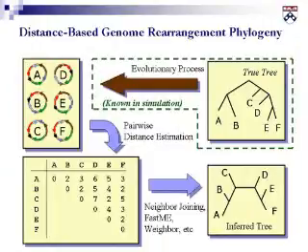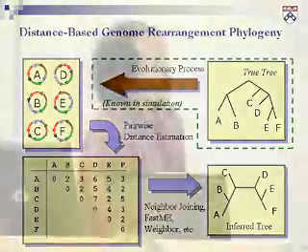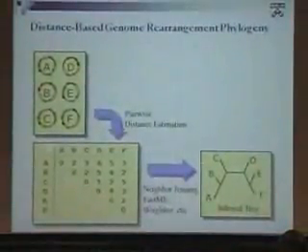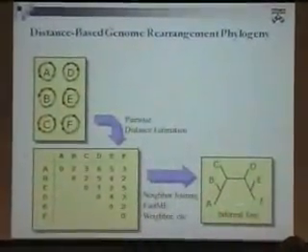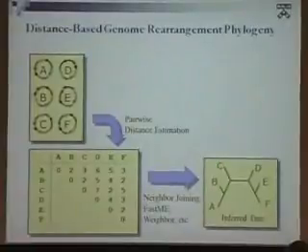So our first attempt is we're going to use distance-based tree reconstruction. The overall workflow is like this. You start with the input gene orders. You compute some kind of distance estimator that estimates the amount of evolution. And then you apply your favorite tree reconstruction method, and that gives you a tree.